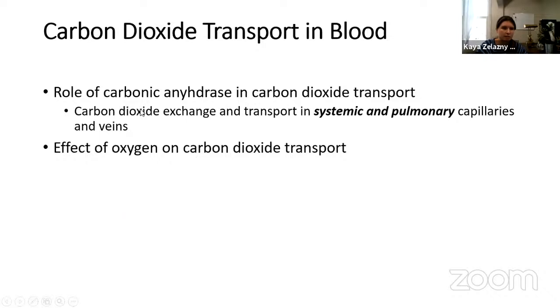Carbon dioxide exchange and transport is happening in the systemic capillaries and also in the pulmonary capillaries, and we're carrying that carbon dioxide mainly in the veins. We are going to see that there are effects of oxygen on carbon dioxide transport. Basically we have this trade-off: more oxygen, less carbon dioxide; more carbon dioxide, less oxygen. They have different names for these opposite effects, but it's pretty nifty that they're this trade-off.